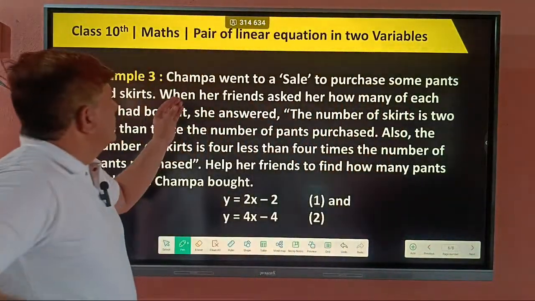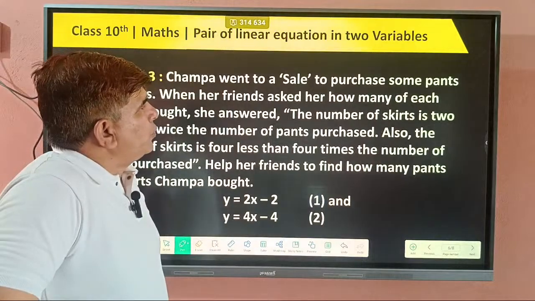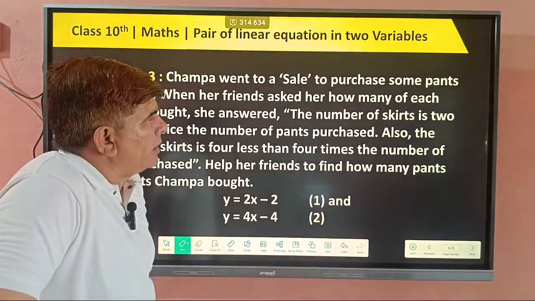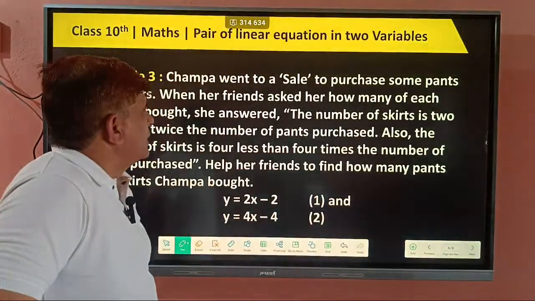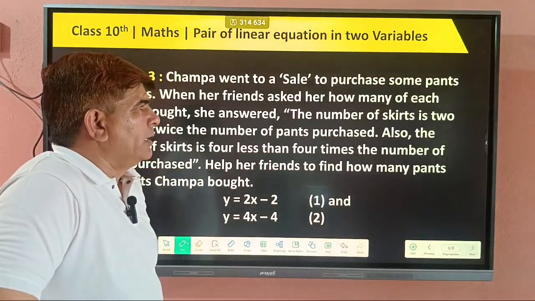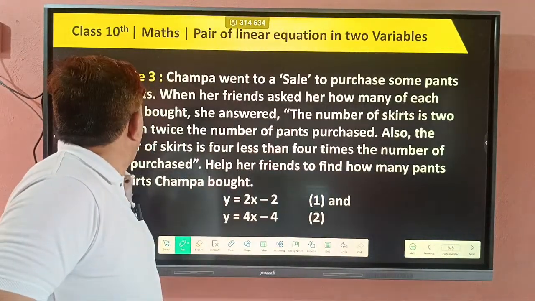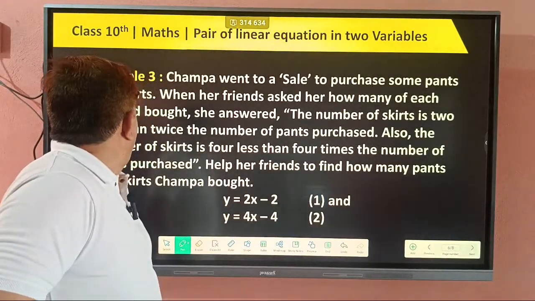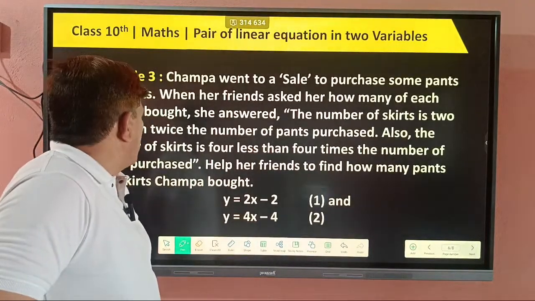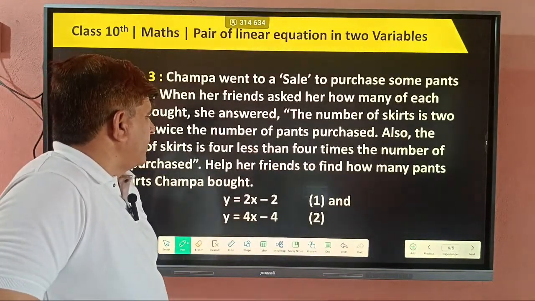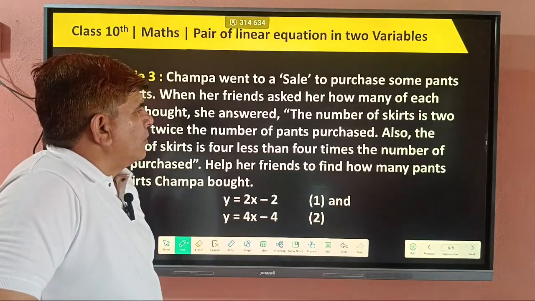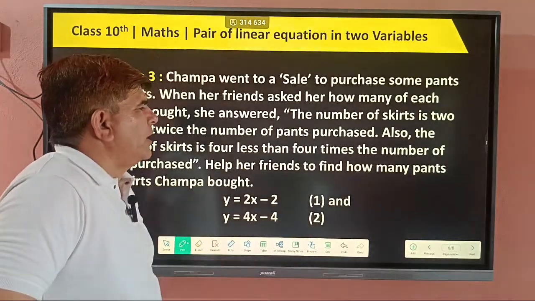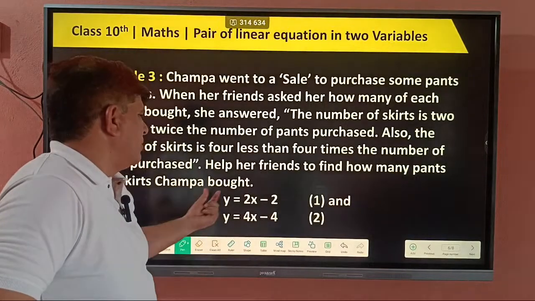It is given: Champa went to a sale to purchase some pens and scripts. When her friend asked her how many of each she had bought, she answered, the number of scripts is 2 less than twice the number of pens purchased. Also, the number of scripts is 4 times the number of pens purchased. Help her friend to find how many pens and scripts Champa bought.